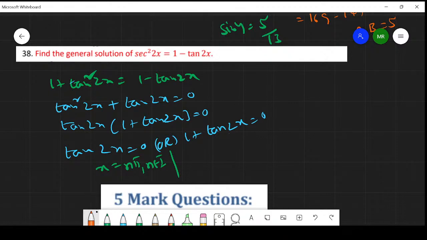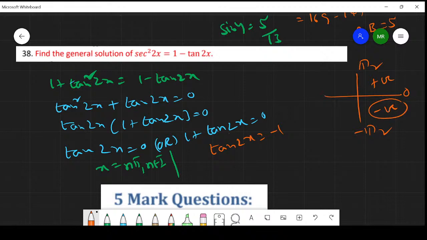The right side part you can see now. Tan 2x is equal to minus 1. In the case of tan, remember, whenever this is 0, this is pi by 2, minus pi by 2. The principal value should lie between 0 to pi by 2 when positive. When the tan value is negative, the principal value should lie between minus pi by 2 to 0.